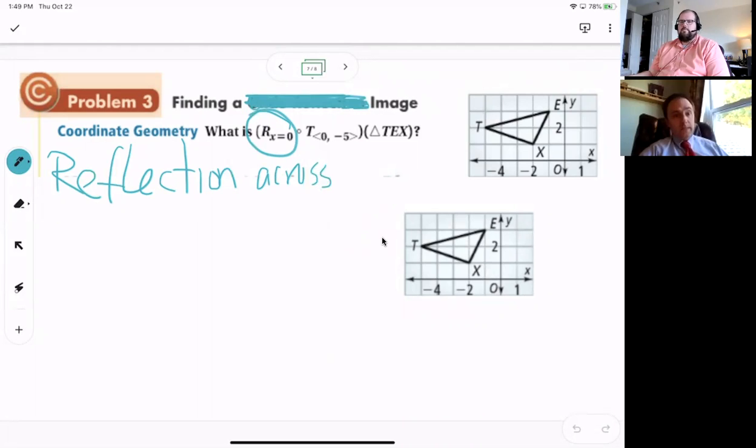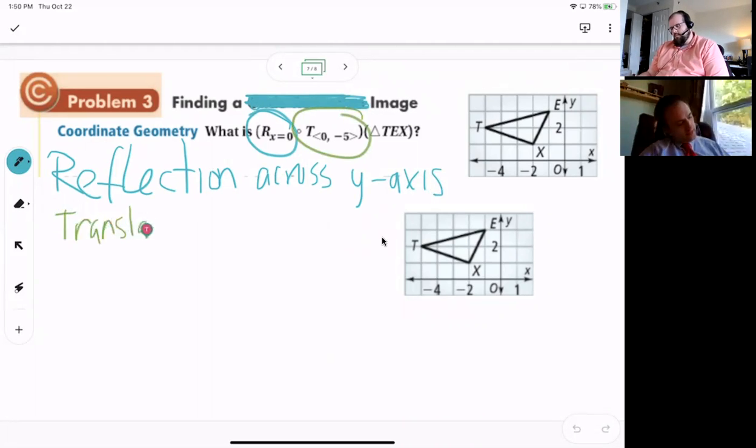So the big R means reflection. X equals 0. That's when X is 0. So that's the y-axis. I wrote that on a previous page. And then this one means translate. And that's going to be just down 5. We don't go anywhere left, right.